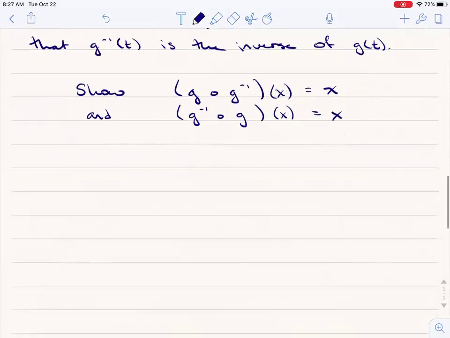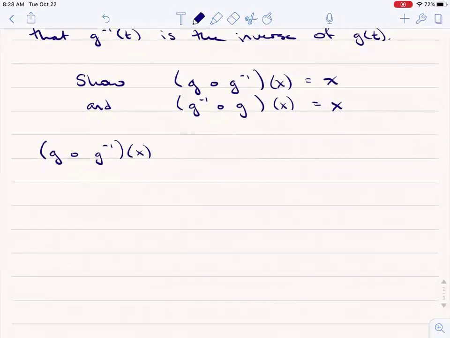All right, let's start with G composed with the inverse of G of X. And so we've got the original function, and wherever we see a variable, we're going to plug in the inverse of G. So we can rewrite this as G of G inverse of X. That's allowed.